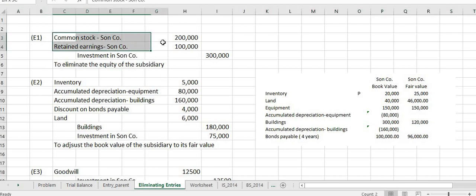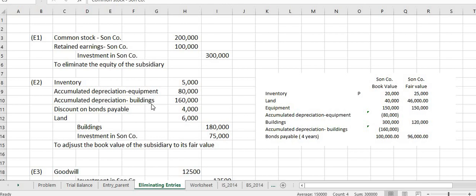Okay. So ito yung equity account of subsidiary, that's a debit to common stock and debit to retained earnings, and a credit to investment for 300,000. And then, the second entry is to adjust the book value to the subsidiary's fair value, 'di ba? So, i-recognize natin, we have net undervaluation of our net assets of 75,000, okay? It's actually to record the inventory undervaluation of 5,000. Yung equipment natin is actually undervalued by 80,000.